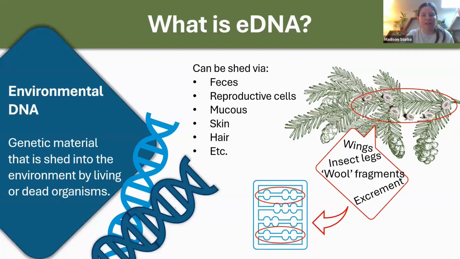One of these new tools, which we'll get into, involves the use of eDNA, which stands for environmental DNA. Environmental DNA is essentially genetic material shed into the environment by living or dead organisms. For humans or animals, that could be skin cells or hair that we shed into the environment. But for hemlock woolly adelgid, we're looking specifically for things like wings, little insect legs, wool fragments, and excrement, really just any fragment of the insect or materials produced by that insect.